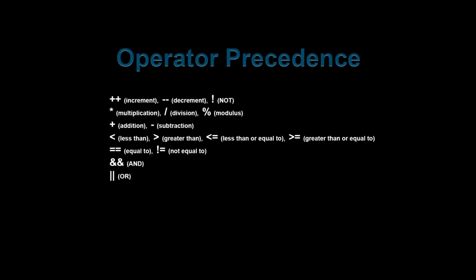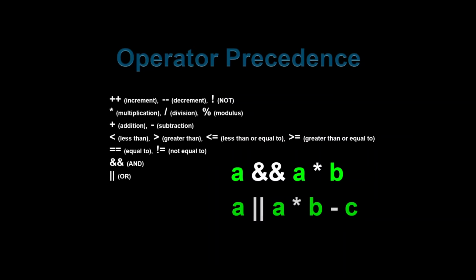Meaning, if we have this expression here, a and b times b, the first evaluation will be a times b, and then the expression using the and operator will be evaluated. Similarly, if we have a or a times b minus c, first a times b will be evaluated, then c will be subtracted from the result of that, and finally the expression using the or operator will occur.